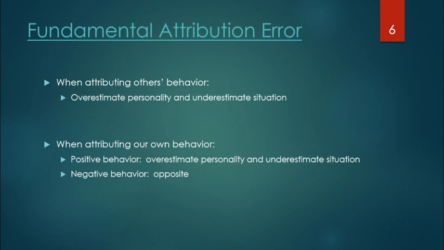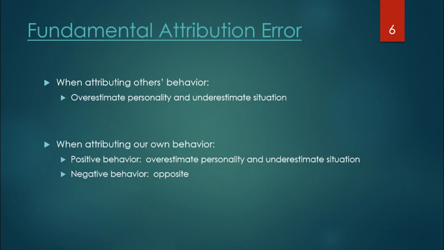So this is the fundamental attribution error in a nutshell. When we explain someone else's behavior, we tend to rely on dispositional attributions. But when we are explaining our own behavior, it depends. If it's positive behavior, we will overestimate dispositional attributions. If it's negative behavior, we tend to overestimate situational attributions.